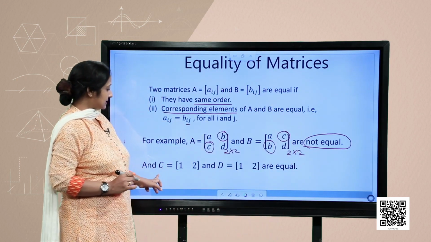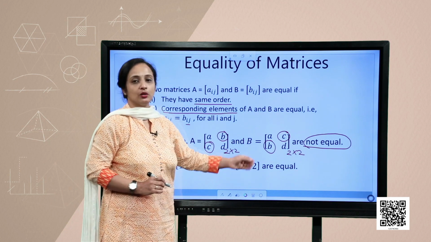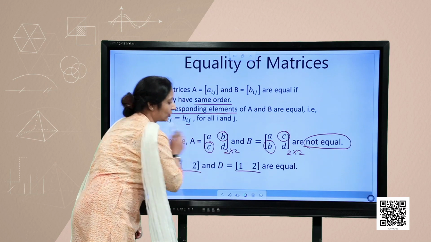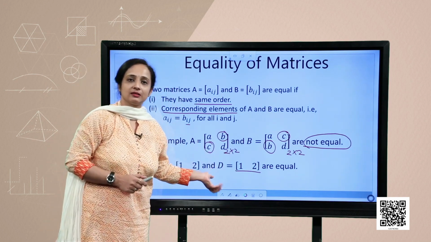Similarly, C12 and D12 are equal. Why equal? Because the orders and the corresponding elements are both the same.